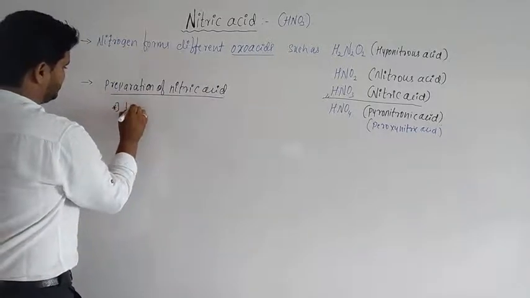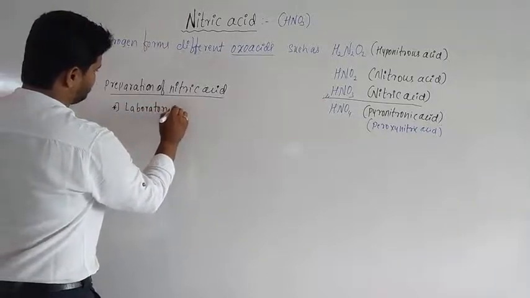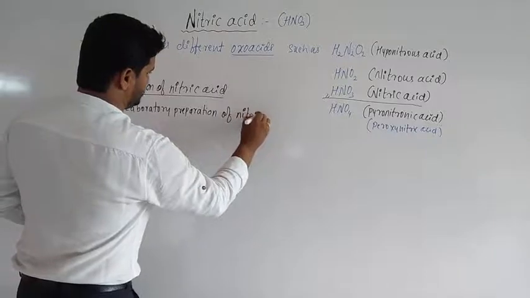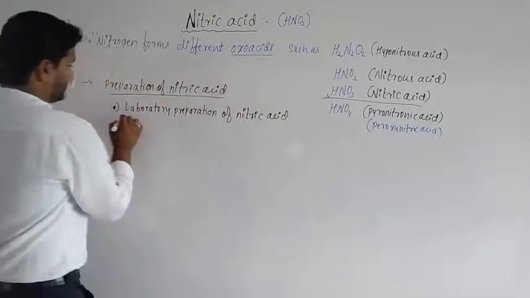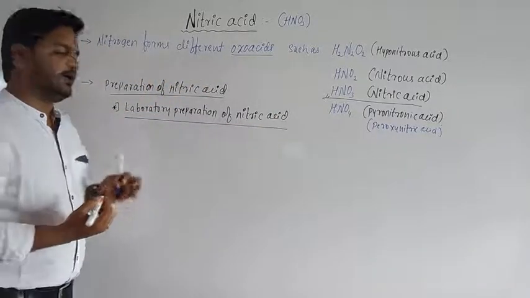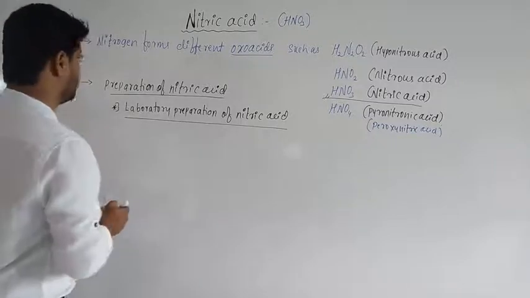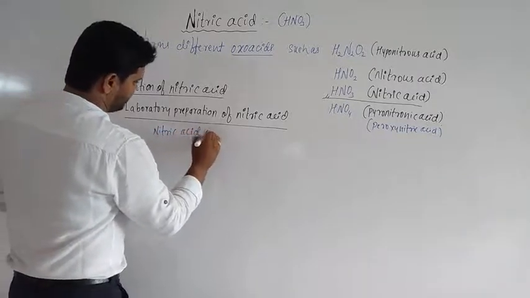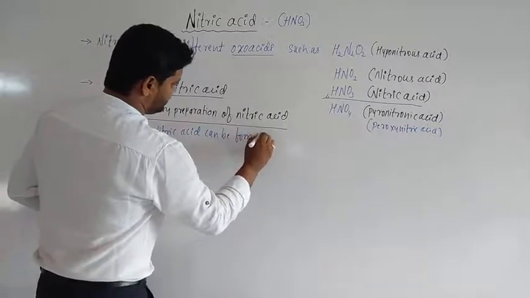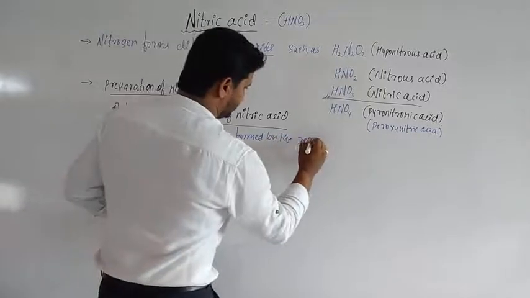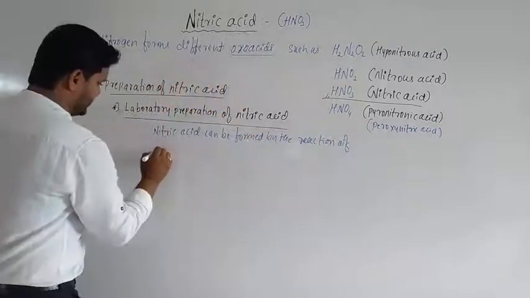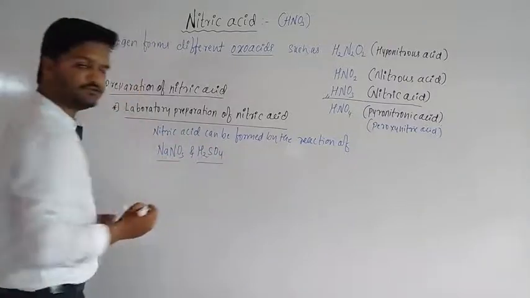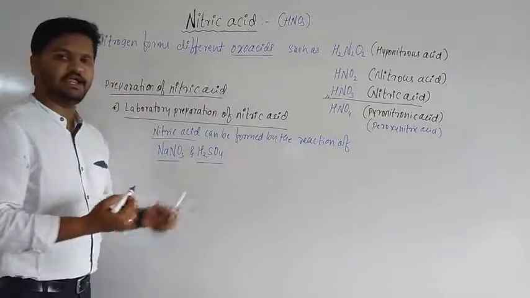Laboratory preparation of nitric acid. Here, students, nitric acid can be formed by the reaction of sodium nitrate, NaNO3, and H2SO4, and you will get nitric acid.